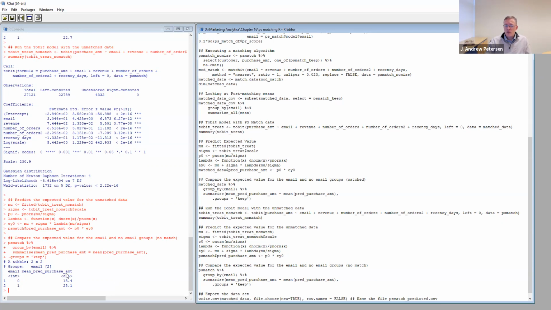So now that we've done this, we have these variables. Let's go ahead and output this, and we can bring it up in Tableau and see how to maybe visualize a table of the results. So this last row, we're going to go ahead and write out a CSV file. We're going to call it psmatch_predicted.